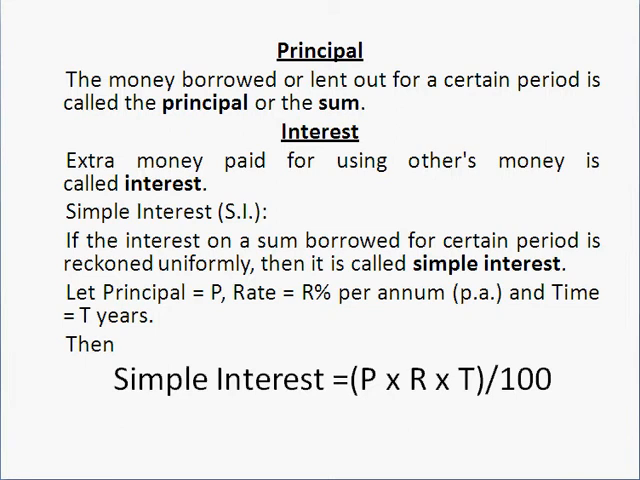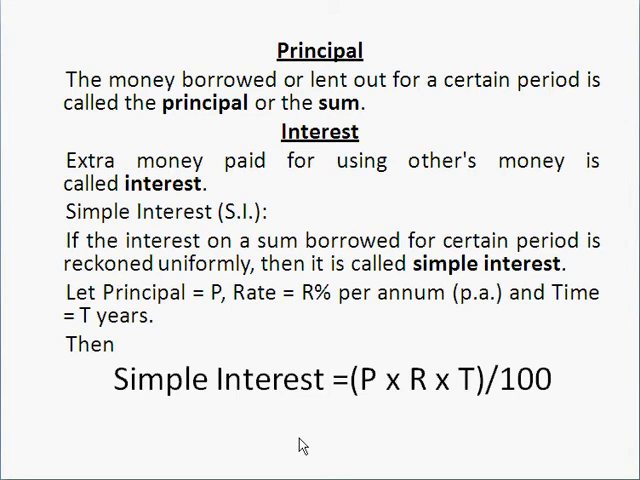The formula for simple interest is very basic. Simple interest is PRT upon 100. That's what you need to remember. If you know this formula, you will be able to do any problem in this part very easily. Alright, we'll start with question number 1. The questions are very easy.